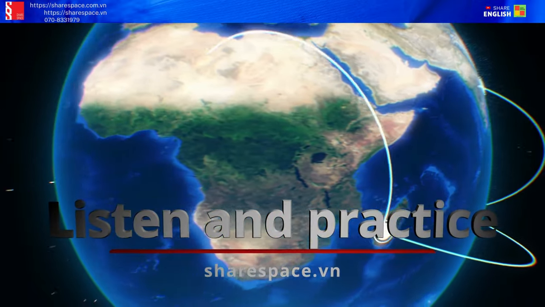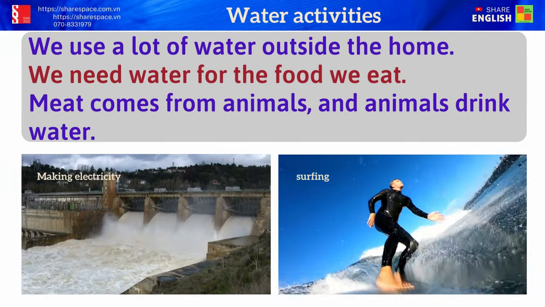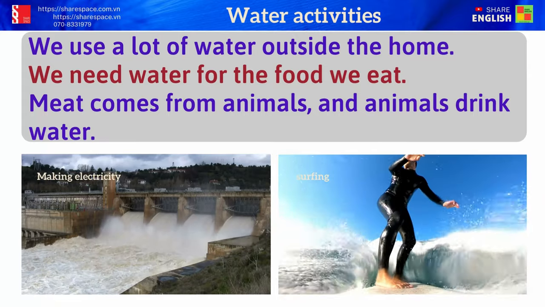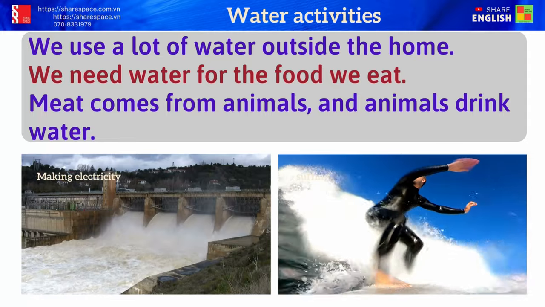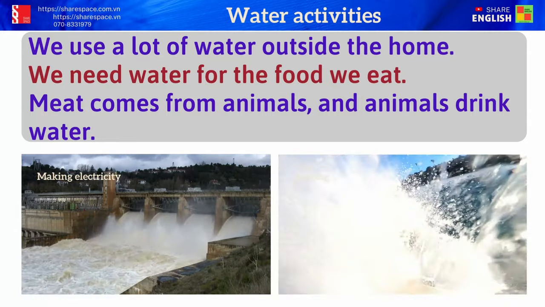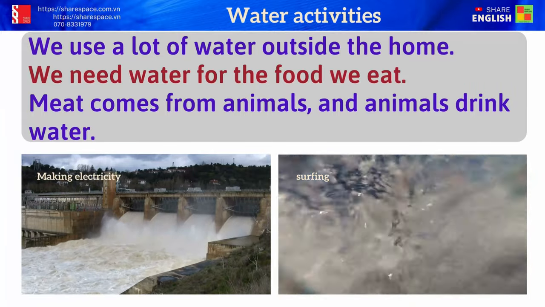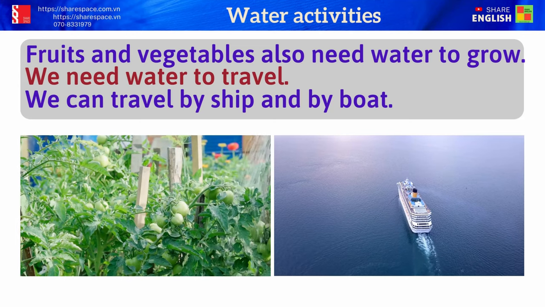Listen and practice. Water activities. We use a lot of water outside the home. We need water for the food we eat. Meat comes from animals, and animals drink water. Fruits and vegetables also need water to grow.